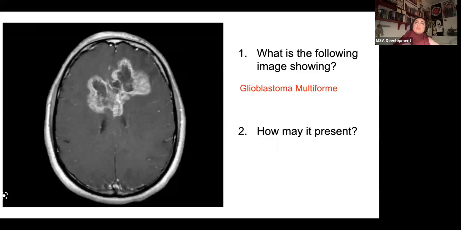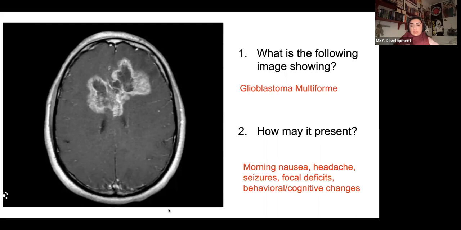Now, sometimes they may ask you in an OSPE to give 2 to 3 characteristics or symptoms that this might present with. So for example, if it's a space-occupying lesion, there might be nausea in the morning, headaches, there can be behavioral changes, seizures. So these are all correct. There can be focal deficits as well, depending on where the tumor is growing and located. But these are example answers.